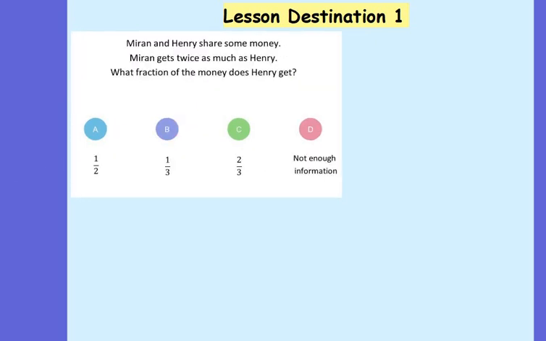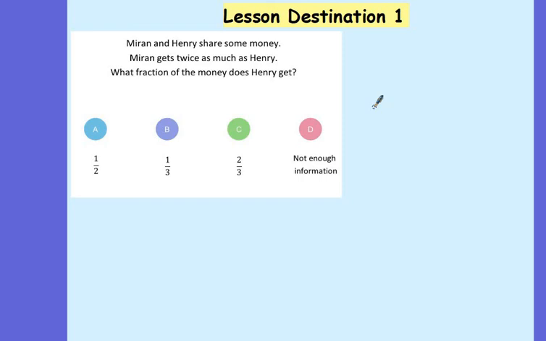And finally, a challenge for you. Mirren and Henry share some money. Mirren gets twice as much as Henry. What fraction of the money does Henry get? Pause the video and work this out now in your light blue books.